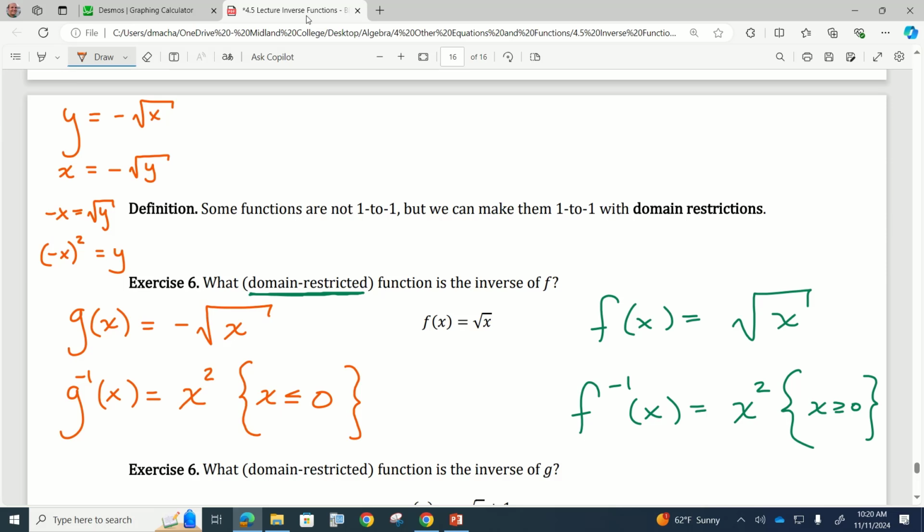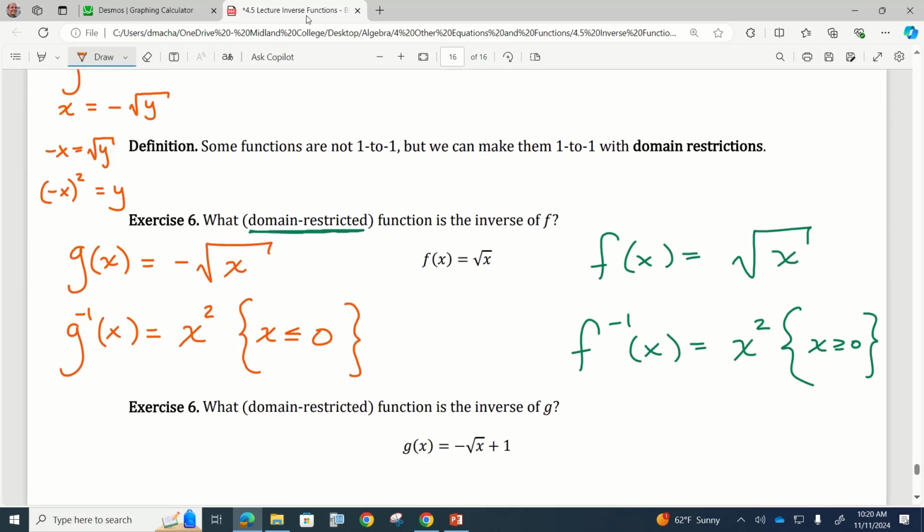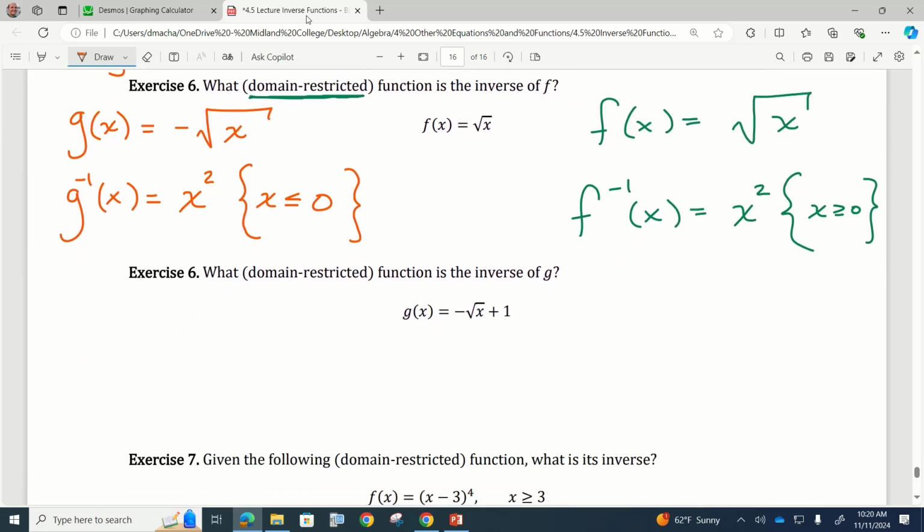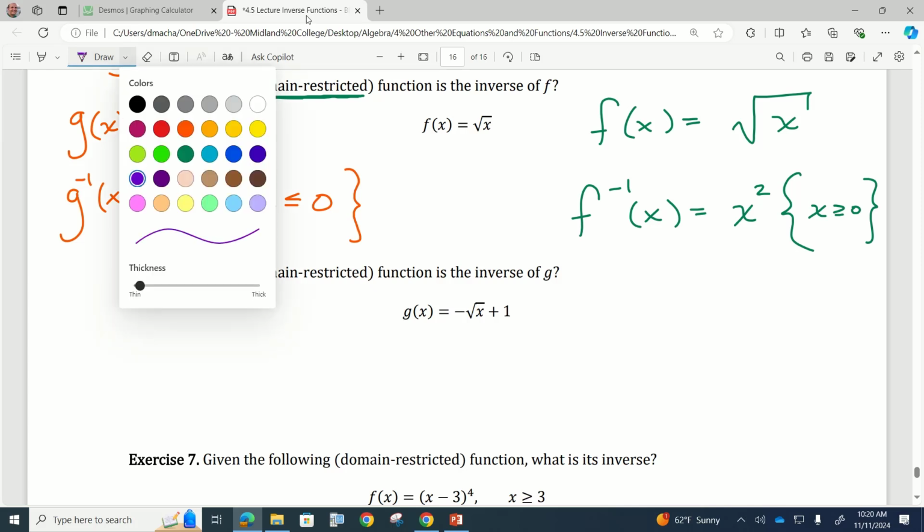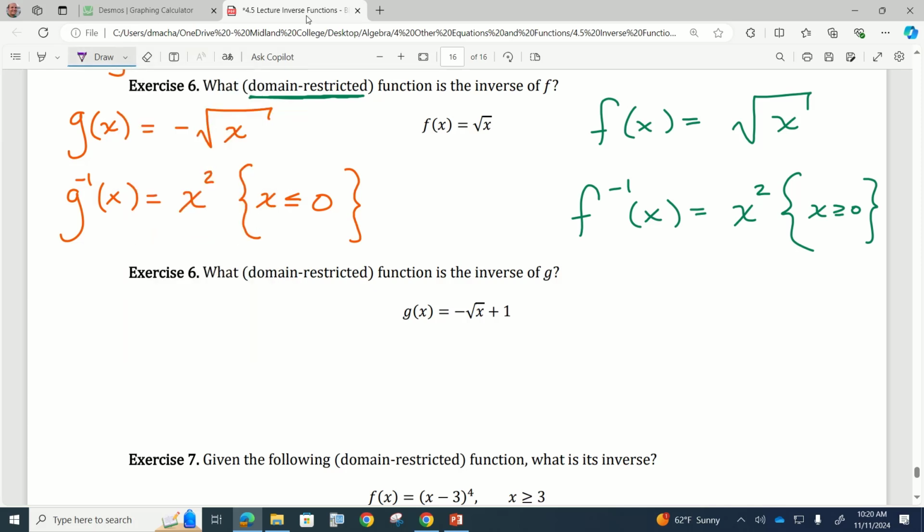Okay? We swap the domain and range whenever we create an inverse function. So now we've got this example which says g of x is equal to negative square root of x plus 1.